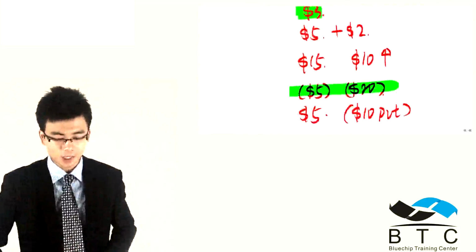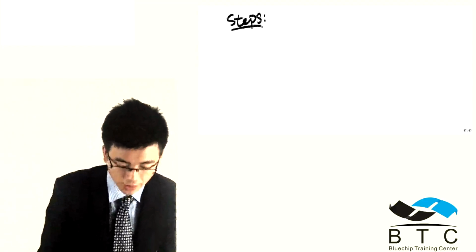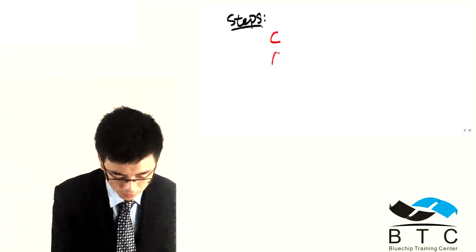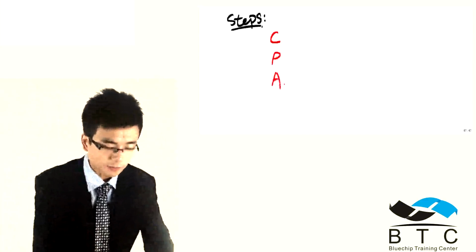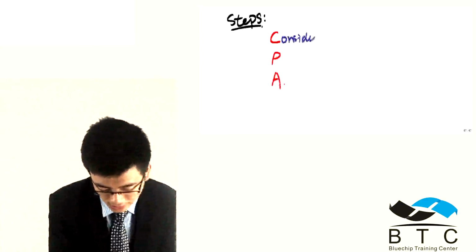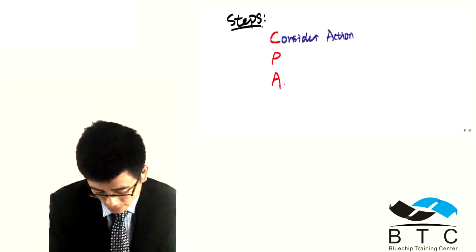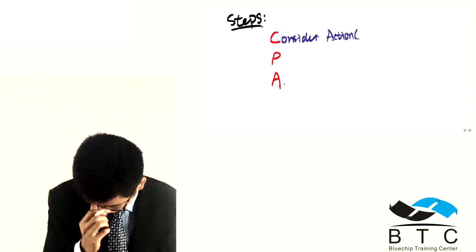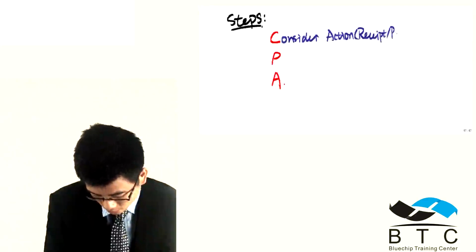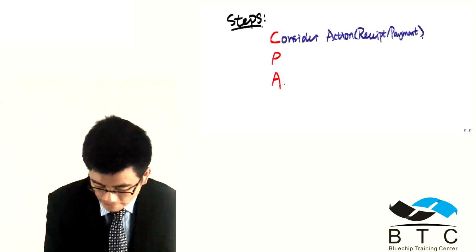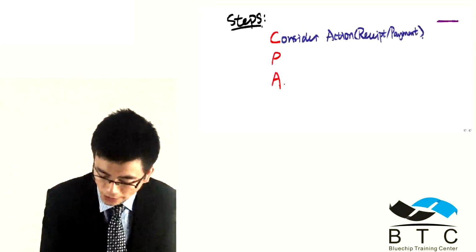And the steps I'm going to teach you to tackle any of these exam questions in the P4 exam are these 3 steps. Firstly, we'll set out the CPA for the overall outcome of it. The first C stands for consider the actions: either you're going to have a receipt or a payment. And also, this will be in the home currency.